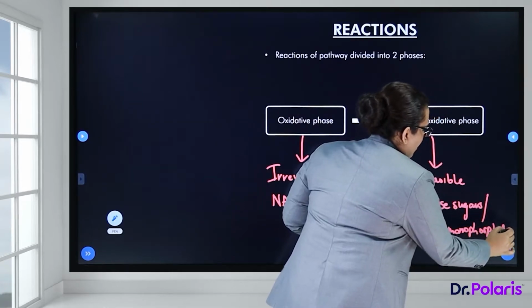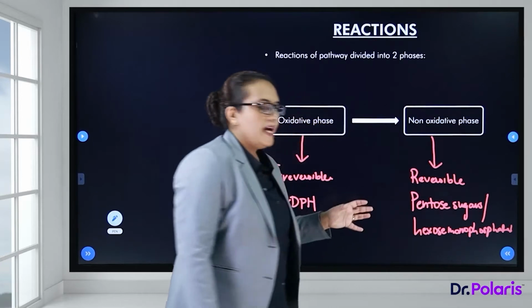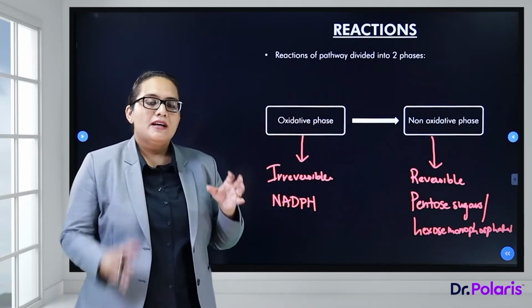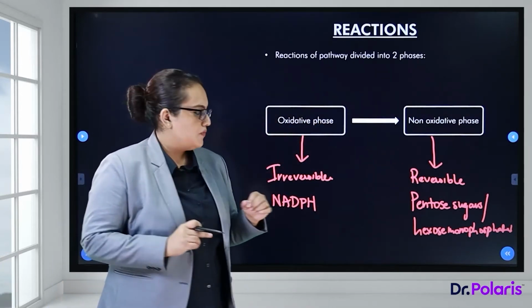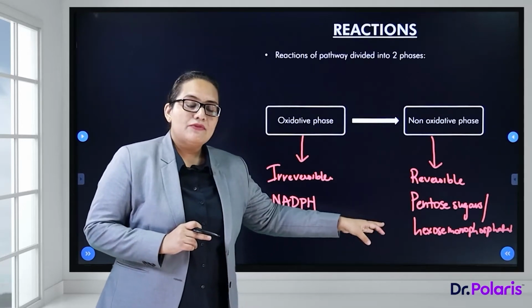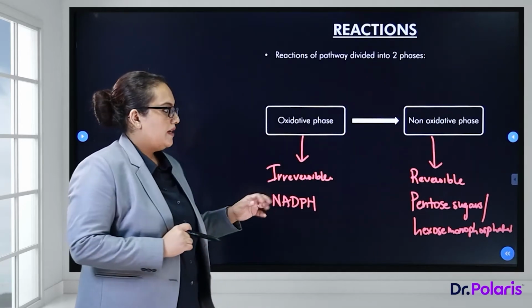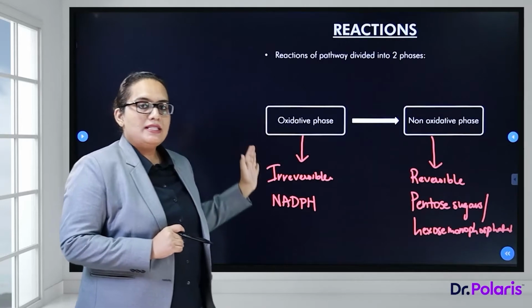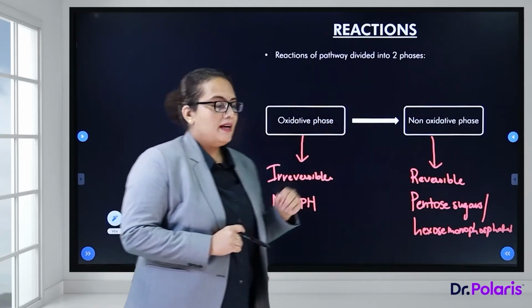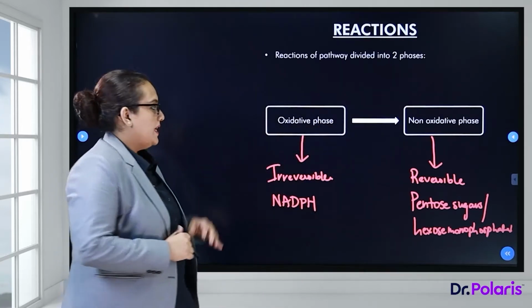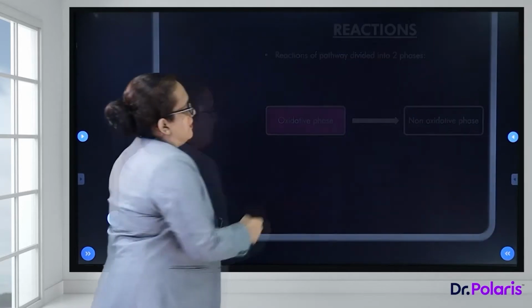So these hexose monophosphates are carbohydrates containing 6 carbon atoms with a single phosphate group. That includes glucose 6-phosphate and fructose 6-phosphate. So this is the main purpose of the oxidative as well as the non-oxidative phase. Let's have a look at the first phase, which is the oxidative phase.